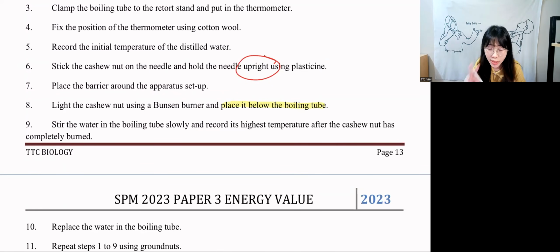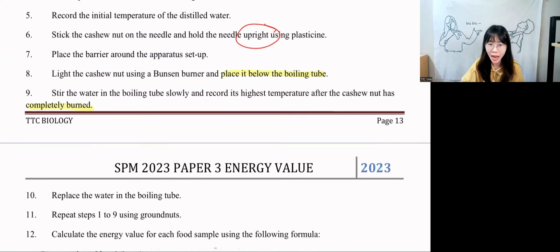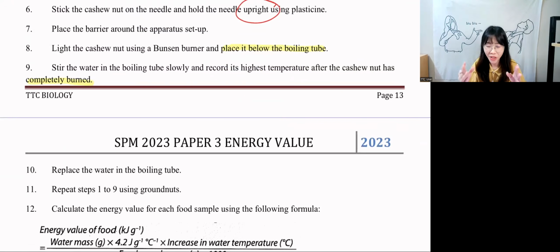The second precaution that we have to know: the nut has to be completely burned, which means it has to be completely black in color. When the fire is off, that will be your highest temperature. We can use a blue or orange flame, it doesn't matter. It just has to be on fire. As long as they are on fire, then you have a complete burn.